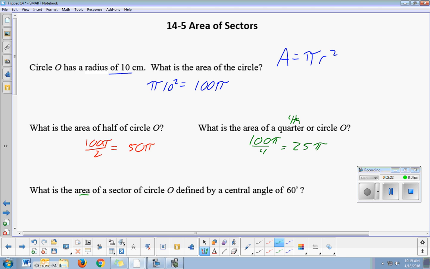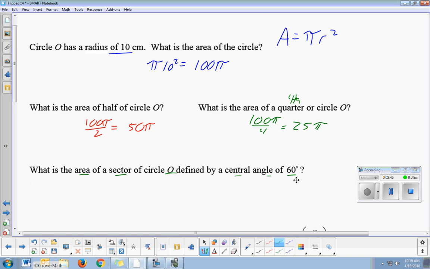Well, how about the area of a sector of circle O? So circle O, still the same circle. The whole thing's 100 pi. Instead of half of it, instead of a quarter of it, let's do a section that's defined by a central angle of 60 degrees. And remember, a central angle of 60 degrees means that the arc is also 60 degrees. So how much is 60 degrees of the circle? Well, I can figure that out by asking, 60 degrees is how much of 360? And the answer is, it is a sixth.